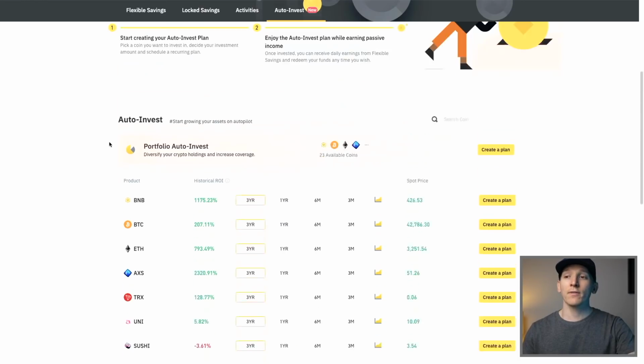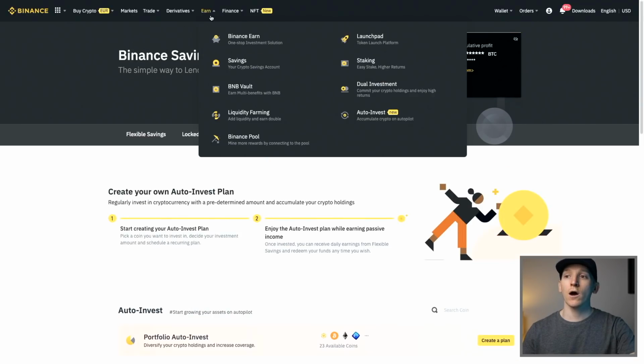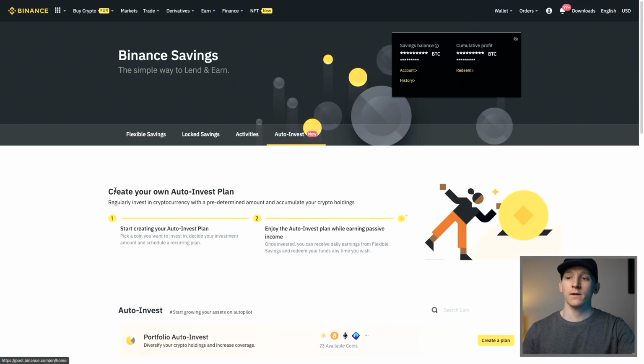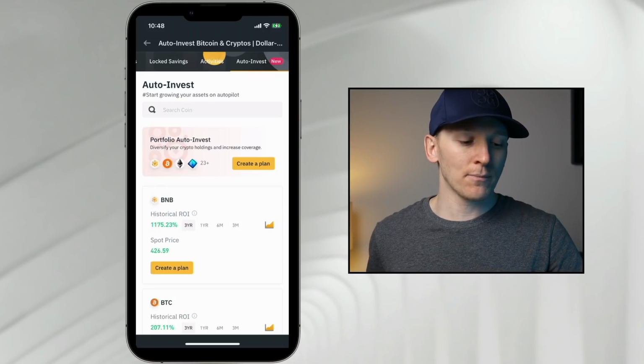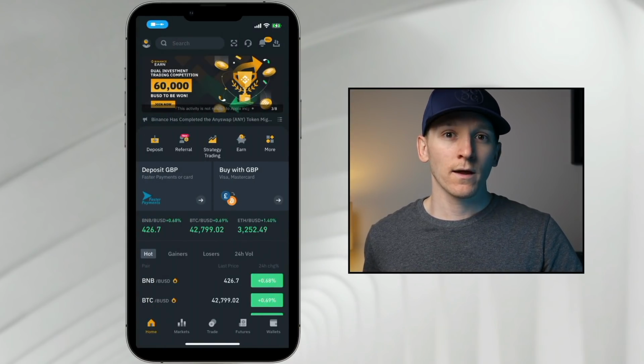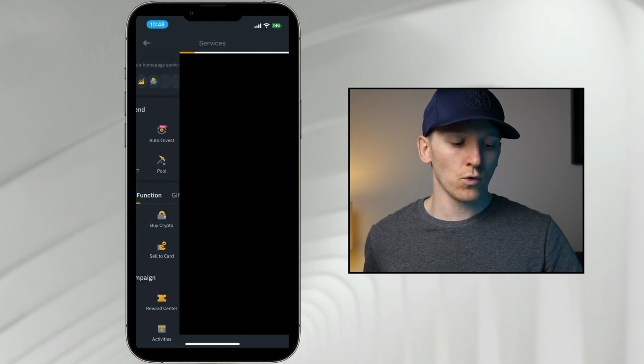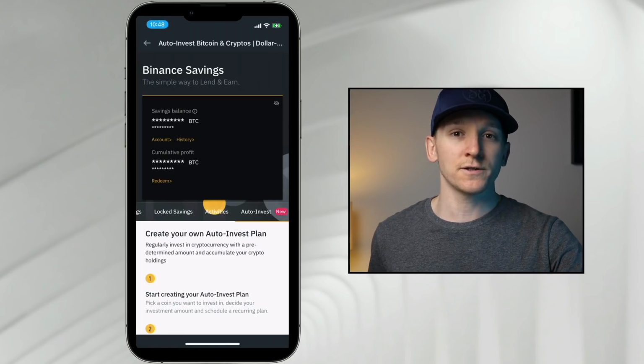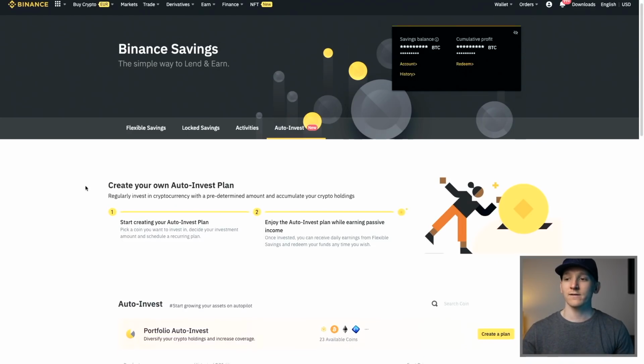If you do have an account though, what you can do is come up to earn, and then it's auto invest right here. You can also get it on the smartphone app as well. So what you have to do is go into the main menu, go to more, as you can see here, and then go to auto invest, and it takes you through to the same page. I'm going to show you it on the platform because it's just a larger screen and it's easier to see.